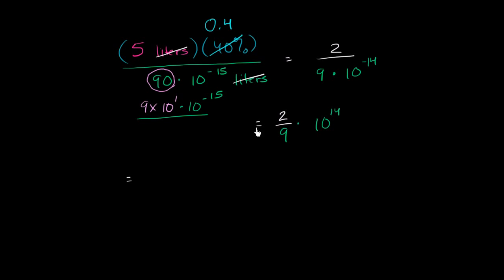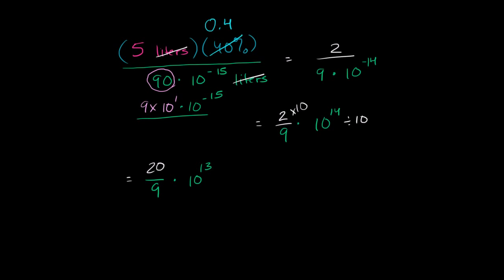So I'm going to multiply this by 10, and I'm going to divide this by 10. So I haven't changed the value. This is equal to 20 over 9 times 10 to the 14th divided by 10, which is 10 to the 13th power. So what's 20 over 9? This is going to give us a number that is greater than or equal to 1 and less than 10. So let's figure it out.